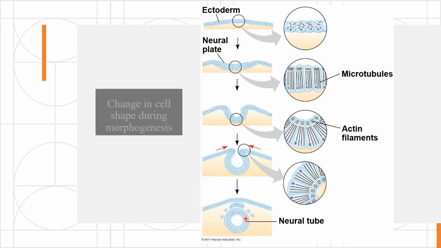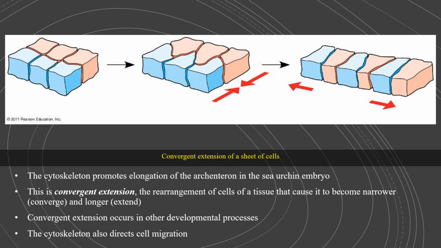Okay, so other than the position of the cells, there's also a change in the shape of the cell itself. Okay, so convergent extension of a sheet of cells. So the cytoskeleton promotes elongation of the archenteron in the sea urchin embryo. And then this is convergent extension, which is the rearrangement of cells of a tissue that cause it to become narrower and longer.